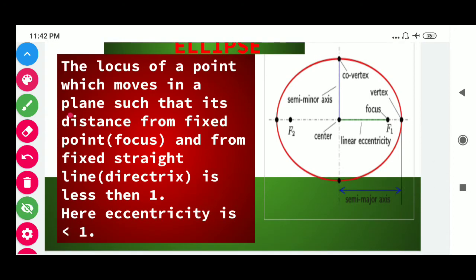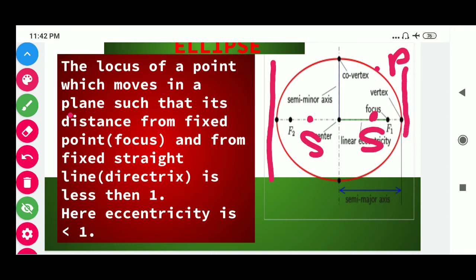Students, what do you mean by ellipse? Here we have a moving point P in the plane and we have a focus, that is the fixed point S. In the ellipse we have two focus, so we call them foci, and here we have the fixed straight line that we call the directrices. So in this way, the ratio of the distance from the point P to the focus and the distance from the point P to the directrix is less than 1.